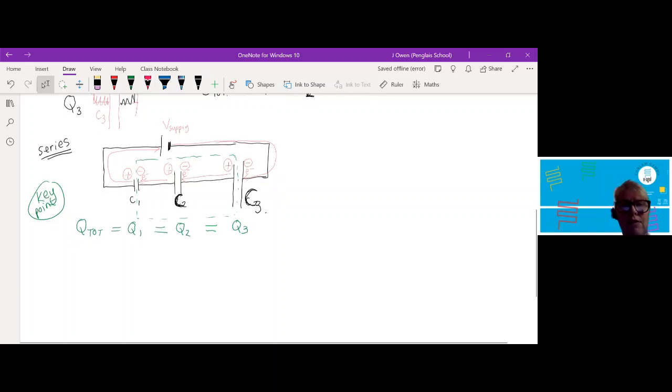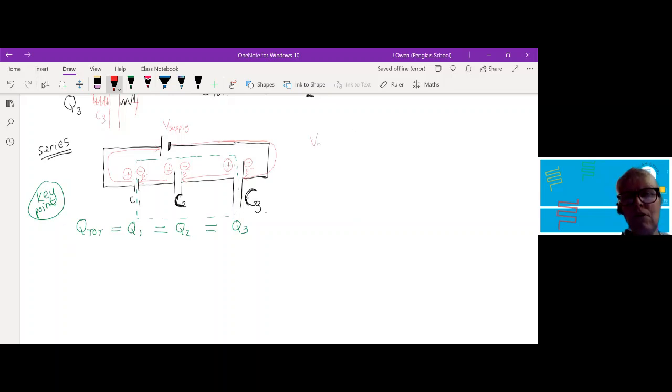So let's have a look at it then. Now let's have a look at the voltage. I'm going to change colour. So let's have a look at how the voltage is going to be. Now we know in series that the voltage is shared. We can't say splits up. We have to say it's shared between the three plates.